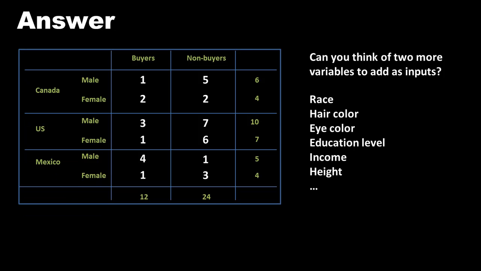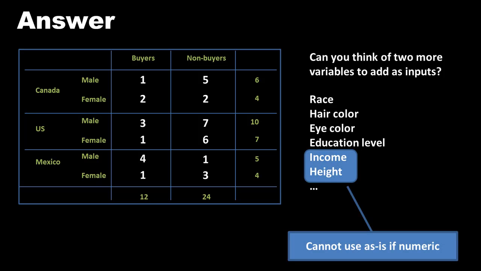Once again, I hope you did some thinking. So what you're seeing here is I thought of a lot of additional variables that, depending on the kind of product that you're talking about, race might be a good predictor, or hair color, eye color, education level, income, height. Many of these could be additional variables that you could add on to make them good predictors. But of course, if income and height are numeric, then we cannot use them as they are. We will have to convert them into categorical variables by the process of binning. We'll talk about that, as I said earlier. So you could add any number of additional variables if you want.